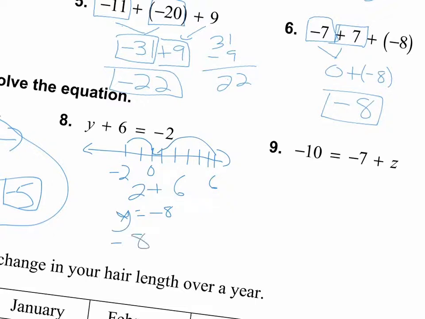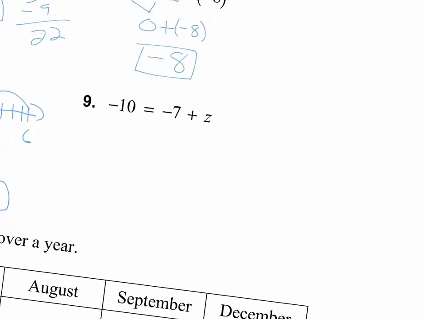Okay, we can plug it in for y, so negative 8 plus 6. Negative 8 plus 6, opposite signs, if you box them up, opposite signs, we subtract, so 8 minus 6 is 2, and 8 is bigger, so it would be a negative 2, which is what we were to get, okay?